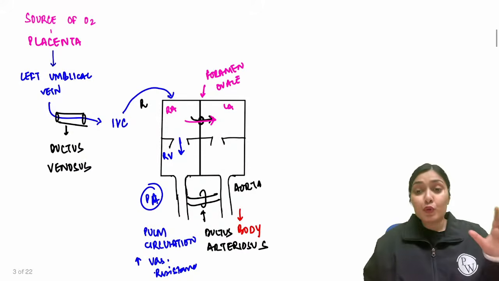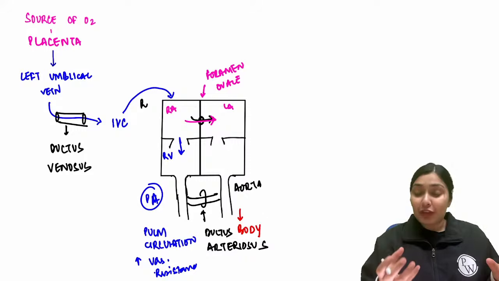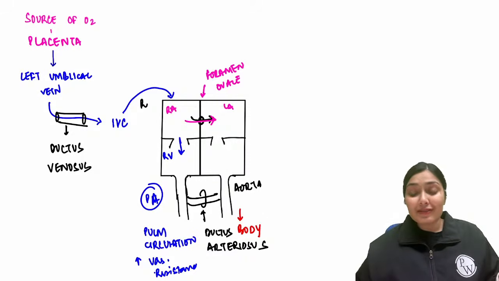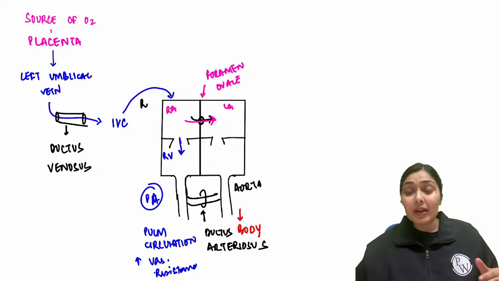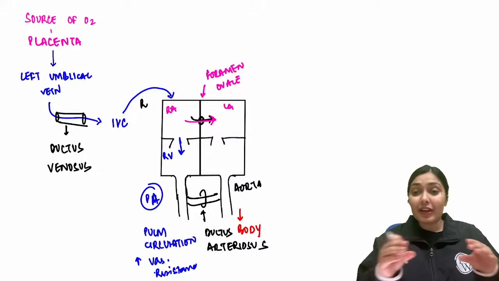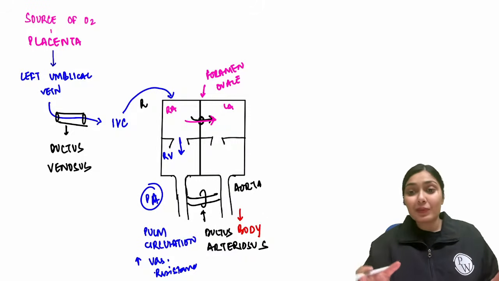Right? So source of oxygen, placenta. From the placenta, oxygenated blood is carried by the left umbilical vein. This left umbilical vein joins another vein, that is inferior vena cava, that is draining into the heart. These two veins, left umbilical vein and IVC, inferior vena cava, are joined by a duct. So a duct connecting two veins is ductus venosus.